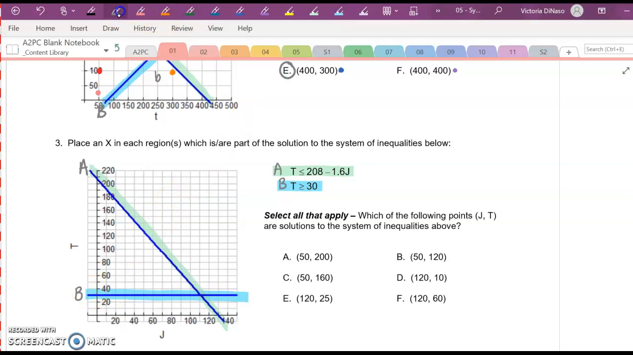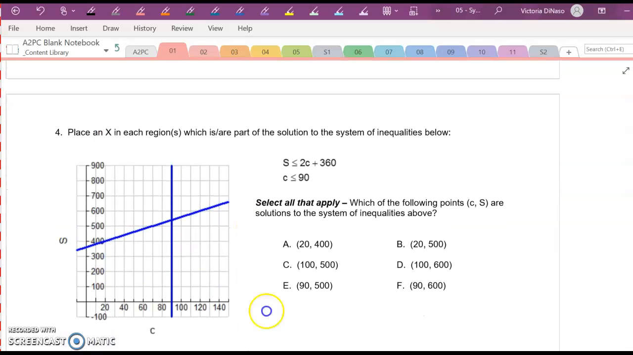Now, based on the inequality symbol, we're going to figure out which way that we shade. In letter A, since we have less than or equal to, we're going to shade below. So we have below this line, so I'm going to put a little A here and a little A there. And then for letter B, we're shading above this line. So we have a B right here and a B right here, which makes this my shaded region. From here, we're going to go ahead and figure out, as we plot each point, what our solution is. For number 3, we only have one solution, which is letter B.